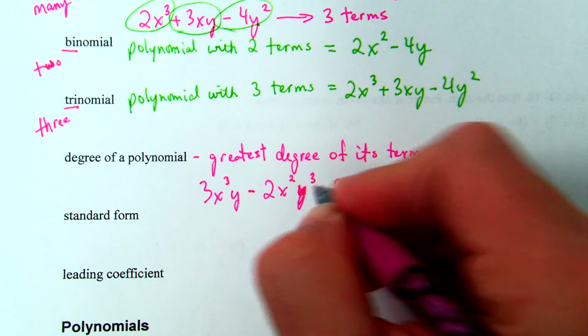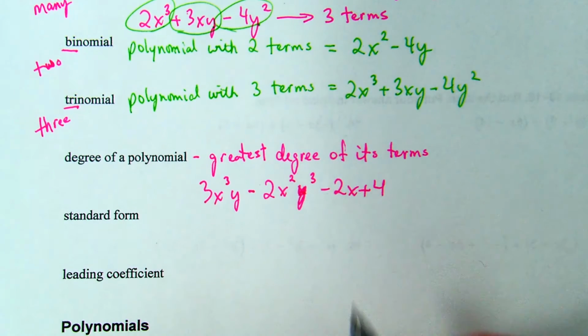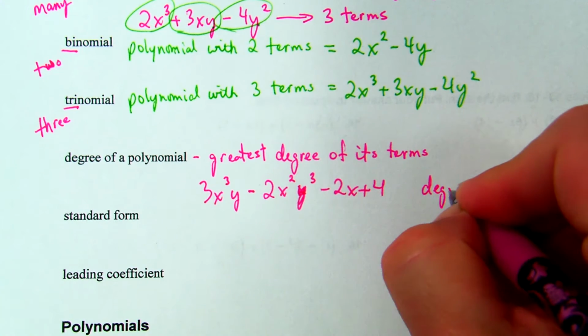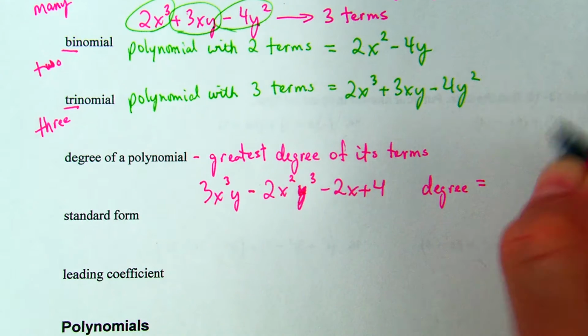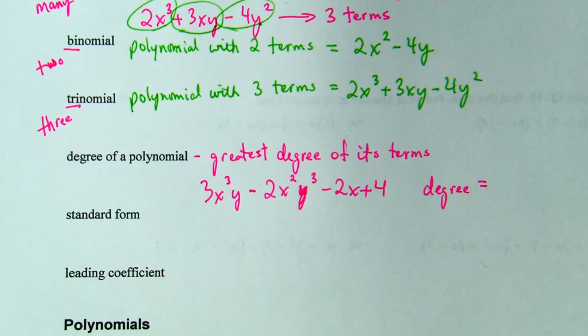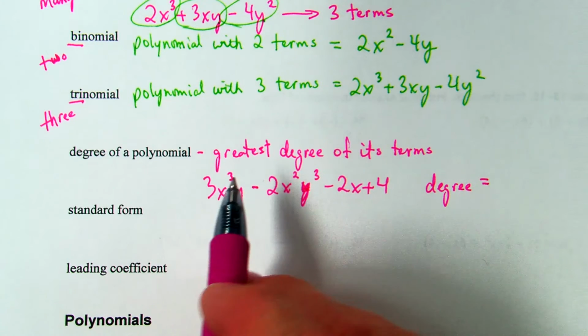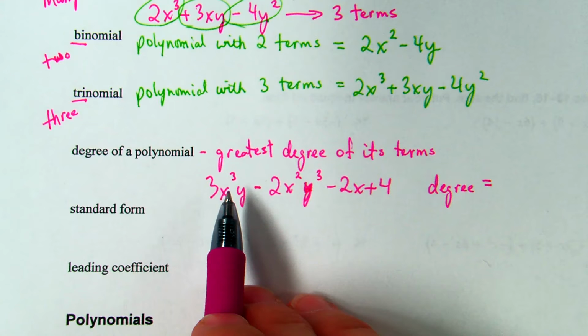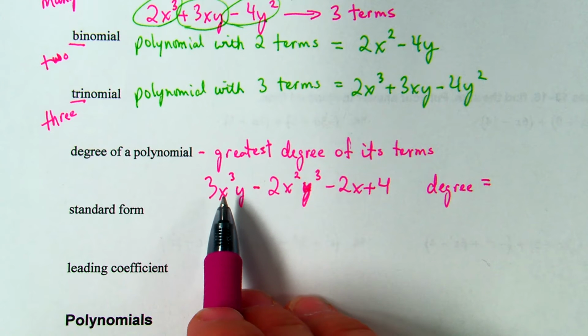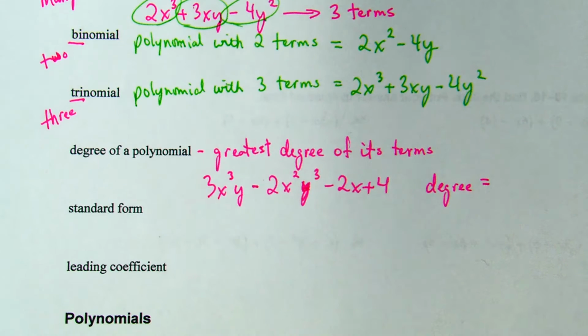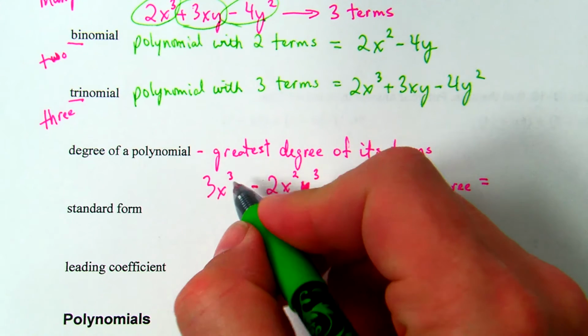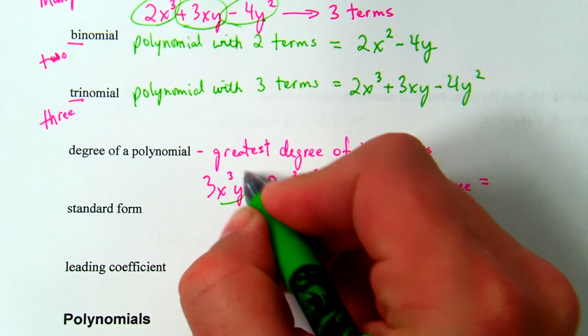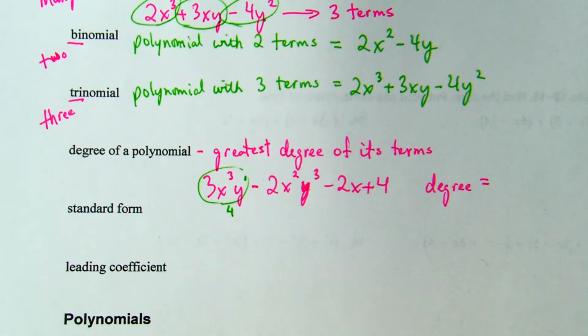So we've got this polynomial. Well, the degree of this polynomial is going to be the greatest degree of its terms. So if you're looking at the terms here, what's the degree of this term right here? Remember, it's the sum of the exponents of the variables in this one right here. What's the degree of the first one? The degree of this first one is what? 3, and y has a 1, so the degree of that is 4.